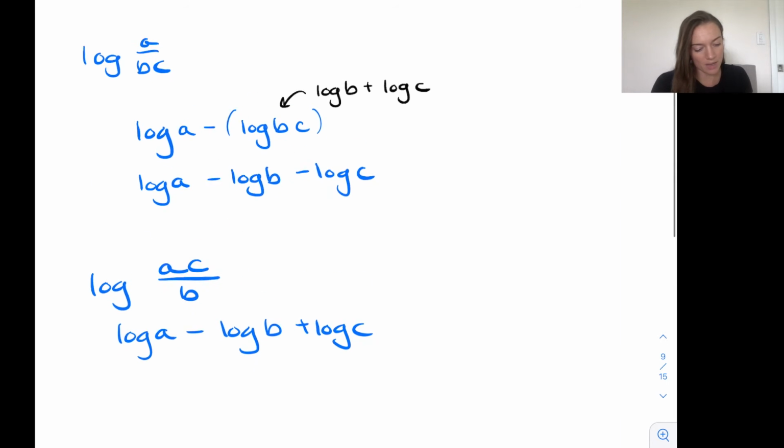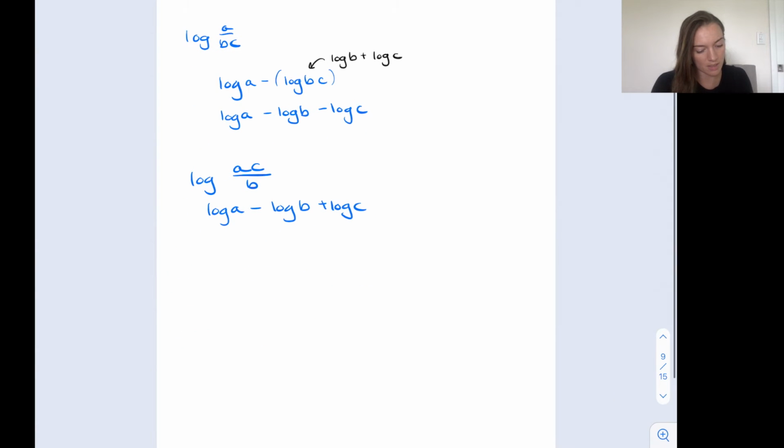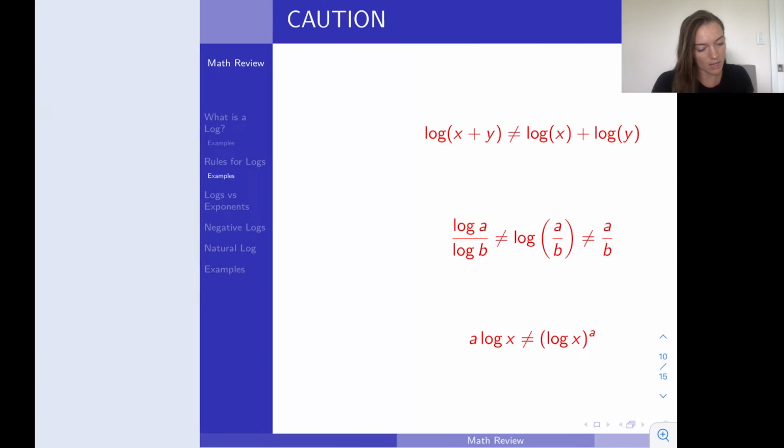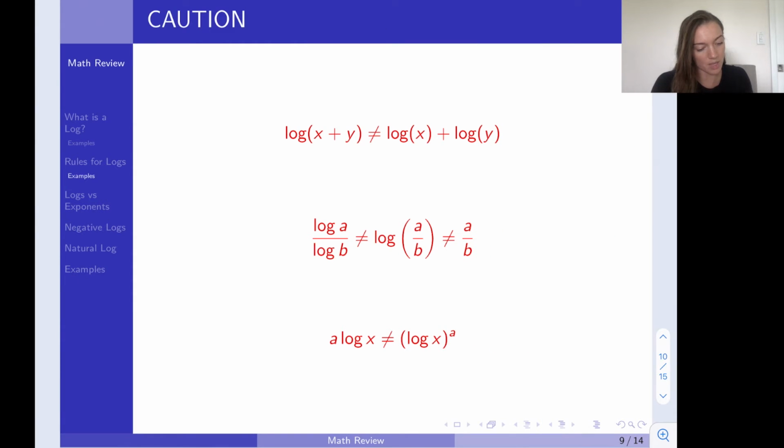Okay, so now that is those examples. So now let's look at some common mistakes. So this first one is a very common mistake. We saw this in our previous example. Log of x plus y. I'll see a lot of students write that as log of x plus log of y. But remember, log of x plus log of y corresponds to log of x times y, not this.